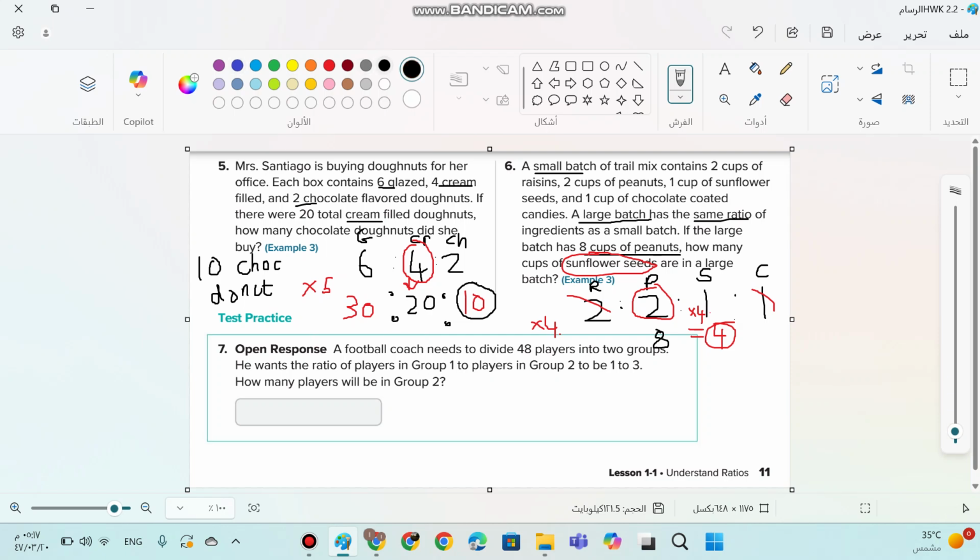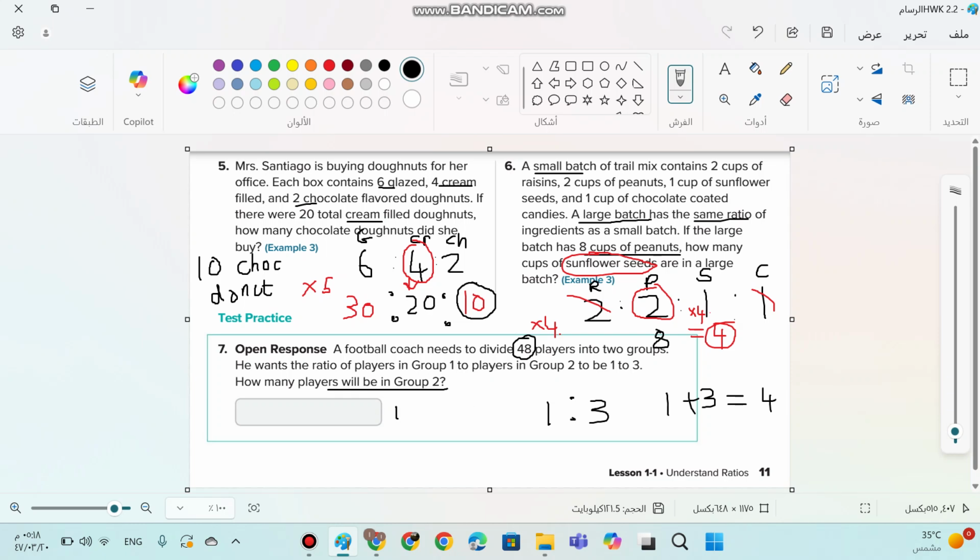Okay, last question. The football coach needs to divide 48 players into 2 groups. Okay. One group, group 1, they have 1 to 3. So group 1 and group 2 is 1 to 3. This is the ratio. Now, how many players will be in group 2 if you divide 48 players? Now we need to find how many parts there are in total. So do 1 plus 3, and the answer is 4. So I have 4 parts.